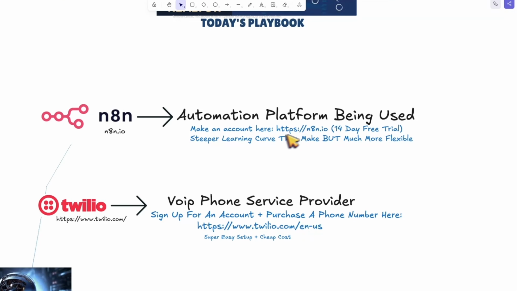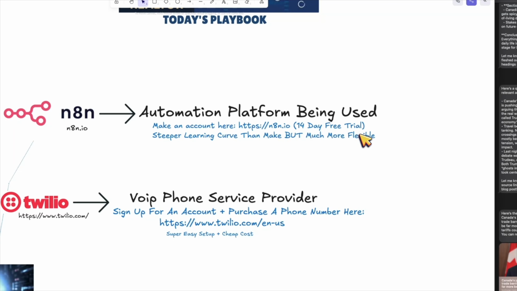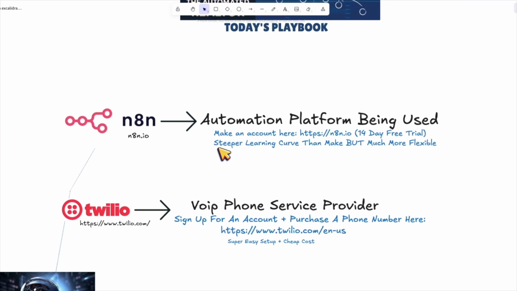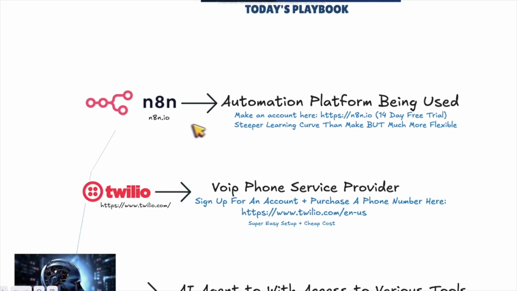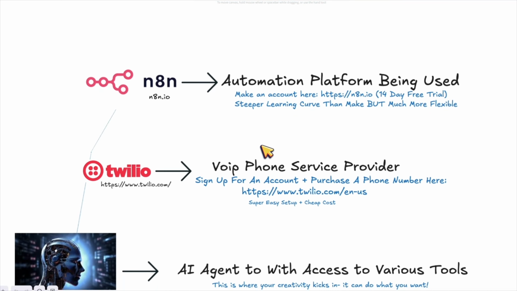So to make an account, go to this website here. You'll get a 14-day free trial to get your feet wet. After that, it's not super simple, it's cost effective. It's actually cheaper than Make for the most part, and it does have a steeper learning curve than Make, but it's much more flexible and you can do a lot more interesting things for the time being, okay? So that's the first thing. You want to head over to n8n.io, make an account, sign up, set up.